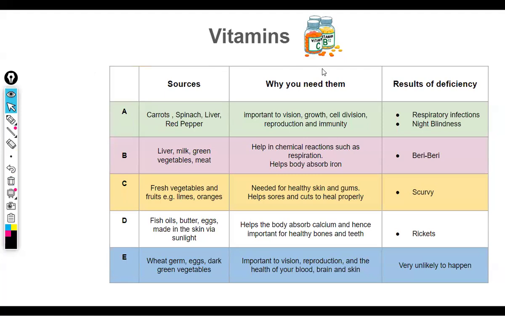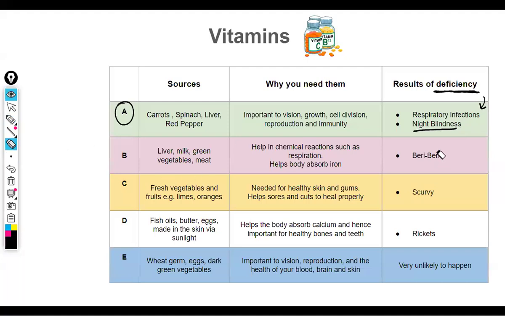So you'll get an idea here now. I just want to explain a few things in the table. The table just explains the sources, why you need them, and what deficiency means, what could happen if you don't get enough of it. So if you don't get enough vitamin A, you can get respiratory infections, and you'll have breathing problems and whatnot. You're also going to have trouble seeing at night. When the place is dark, you're not going to be able to make out outlines of objects and things properly, right?